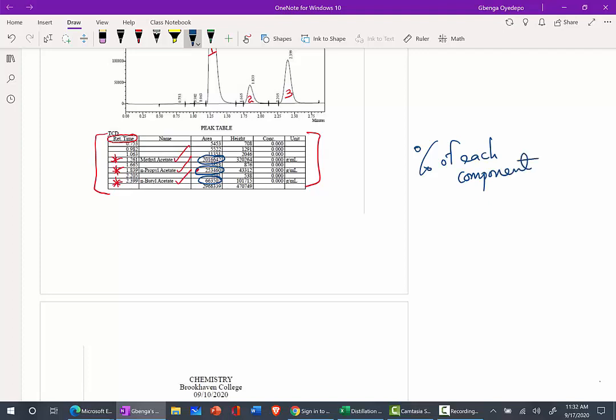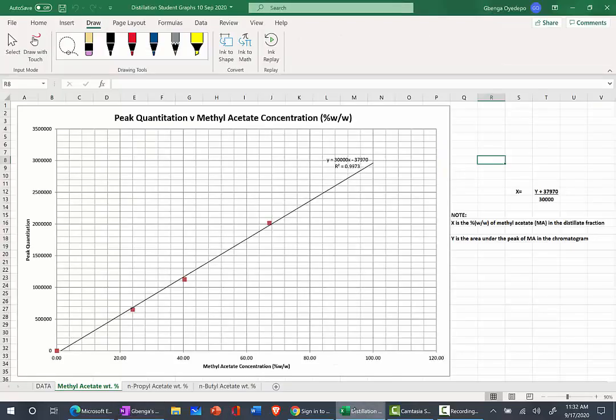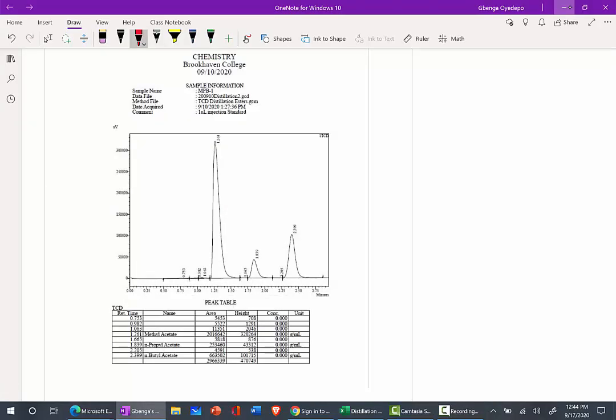And how will you be able to do that? You will be able to do that by using the calibration curve. Let me explain how to use the calibration curves to determine the percentage of each component in a mixture.